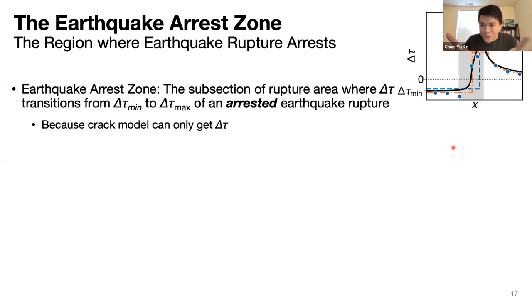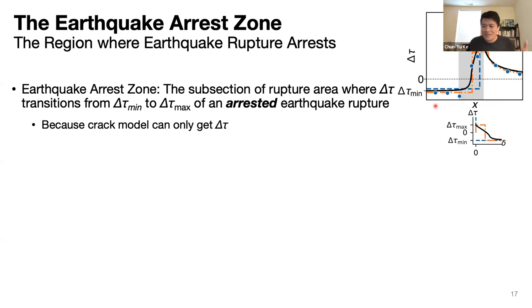Okay, before moving on, we want to define a new terminology, the earthquake arrest zone. It is a subsection of an earthquake's rupture area. It is bounded on one side by the tip of an arrested earthquake rupture. The boundary on the other side is not as clearly defined, but it's roughly located where stress changes start to increase. Note that this is the delta tau, not tau. If we plot it in the stress change versus slip domain, it appears to be similar to slip weakening friction.